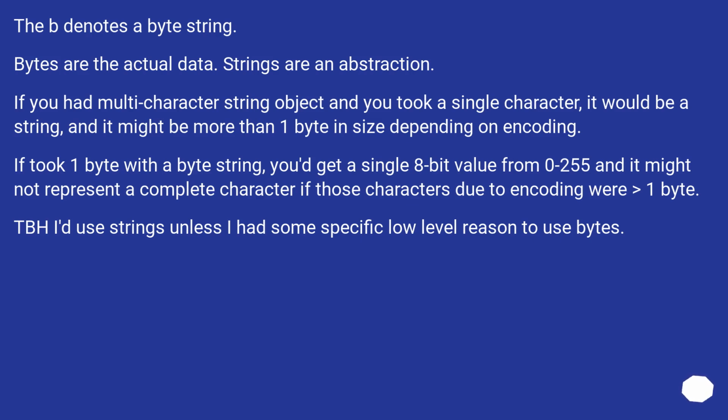The b denotes a byte string. Bytes are the actual data. Strings are an abstraction. If you had a multi-character string object, and you took a single character, it would be a string and it might be more than 1 byte in size depending on encoding. If you took 1 byte with a byte string, you get a single 8-bit value from 0 to 255, and it might not represent a complete character if those characters due to encoding were greater than 1 byte. TBH, I'd use strings unless I had some specific low-level reason to use bytes.